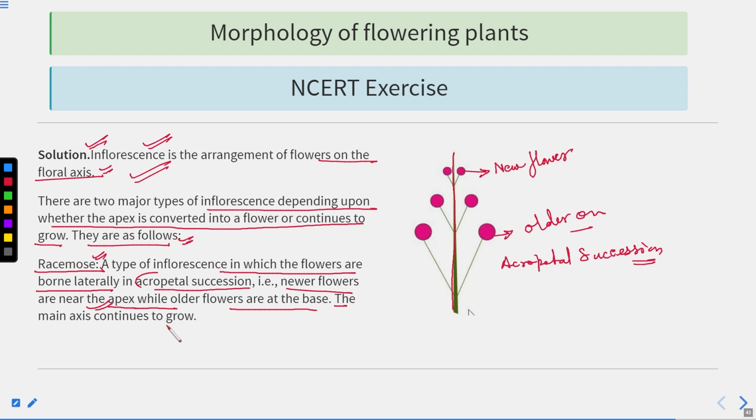And the main axis continues to grow. So here it does not terminate. It gives rise to one new flower like this, again like this, and it is continuously growing. This axis is continuously growing.